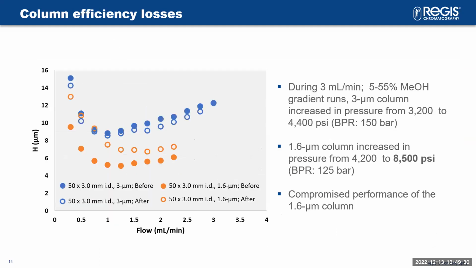So once again, we see some evidence of how the 1.6 micron column shows a little bit of efficiency loss after being used, again, for about 150 injections between all of these comparisons. But in this case, it actually still is outperforming the 3 micron particle at the faster flow rates. So once again, this loss of performance is likely due to some shifting in the packed bed that occurs during those gradient runs at higher pressures.